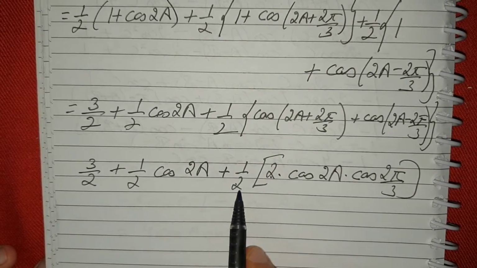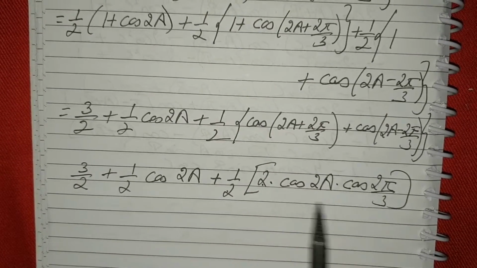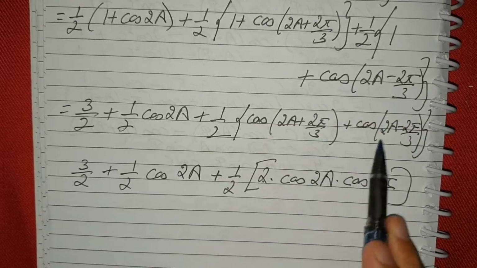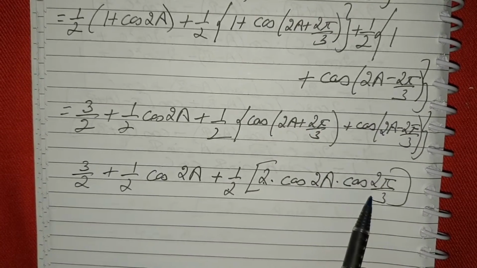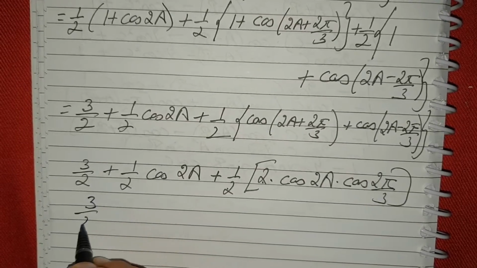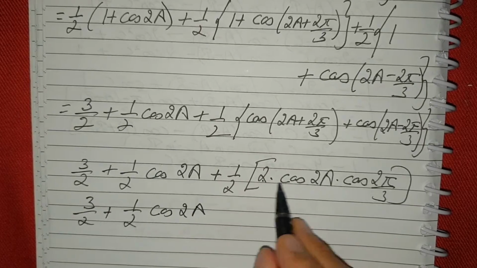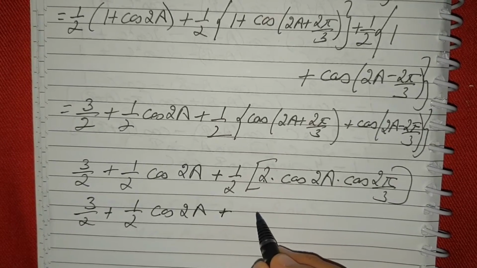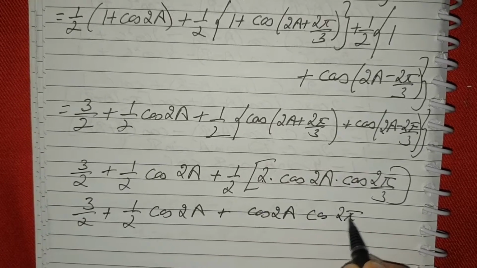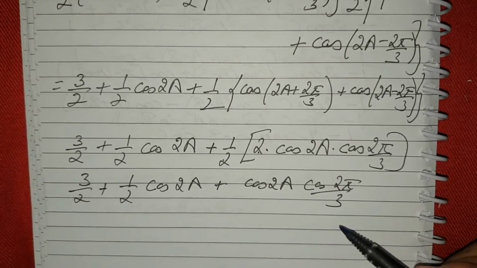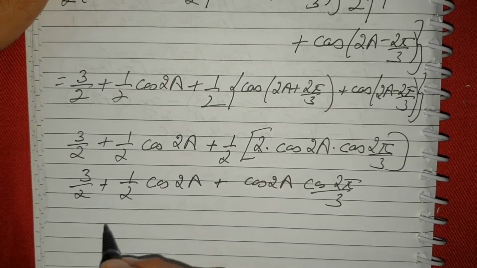So this is basically, oh sorry, if you haven't seen this, this is cos 2A cos 2B, cos A cos B, this is A, this is B, cos A plus B plus cos A minus B is 2 cos A cos B. So this is again 3 by 2 plus half of cos 2A, 2 will get cancelled, plus cos 2A cos 2 pi by 3. Now see, what is cos 2 pi by 3, which is actually cos 120 degree, which is minus 1 by 2.